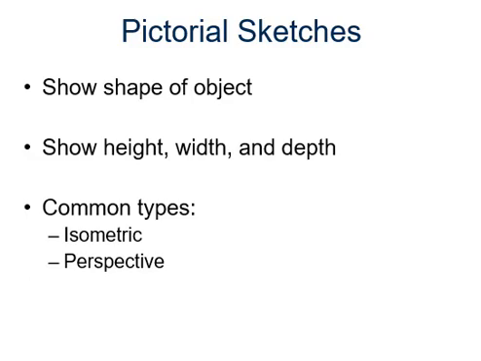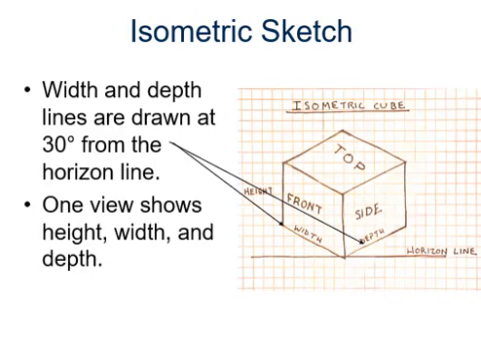It's a picture and it's a sketch. So in a pictorial sketch, you wouldn't necessarily need to use a straight edge, but it should represent the shape of the object. It should show the height, width, and depth of the object. And common types of pictorial sketches are isometric sketches and perspective sketches, and we'll be going through what those two different types are. First, the isometric sketch.